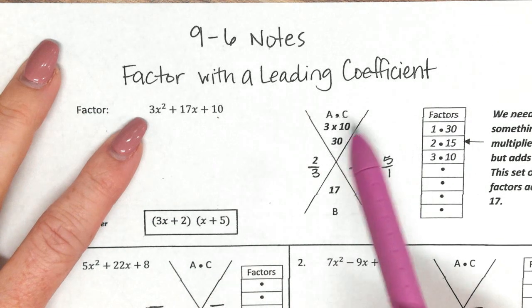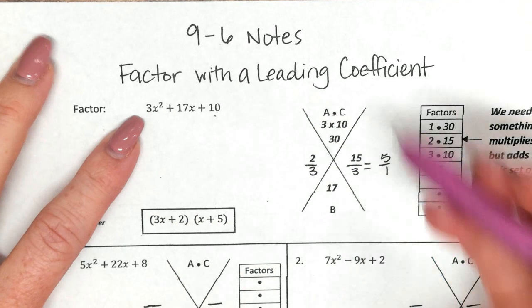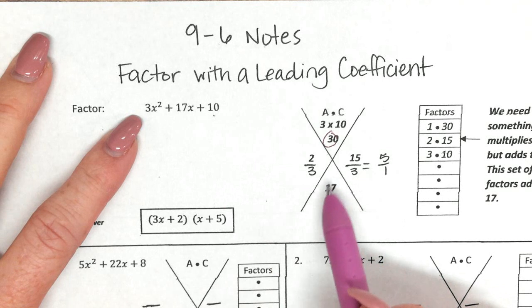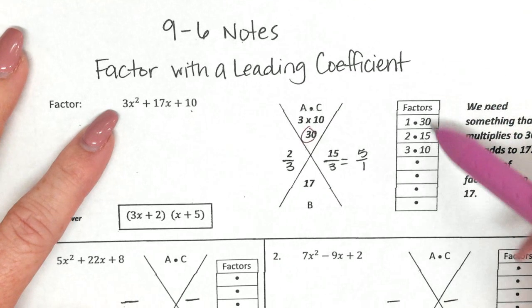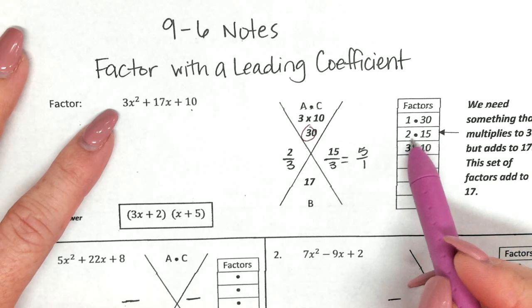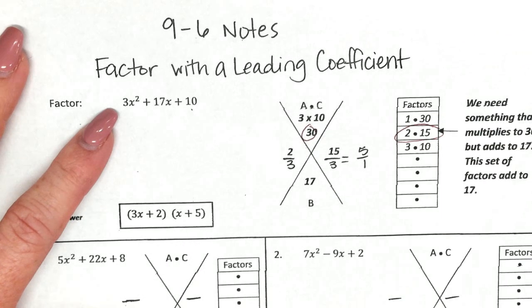You're still going to put a times c here. So it was 3 times 10 is? So that's where they got the 30, and then the b goes here as 17. So you were looking for factors of 30, which they wrote some factors of 30 out right here. And they're saying which of these would add up to be 17, which is these two.